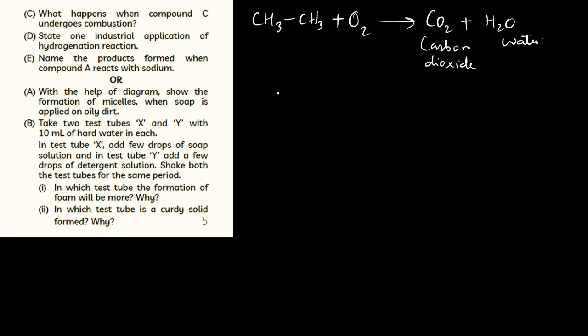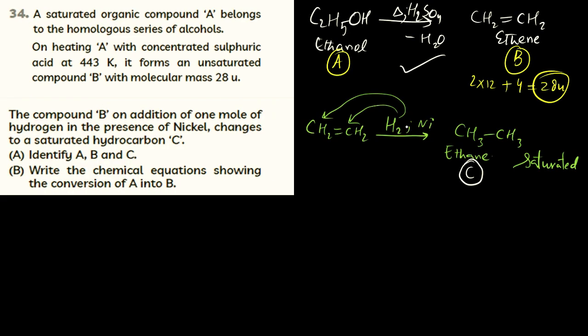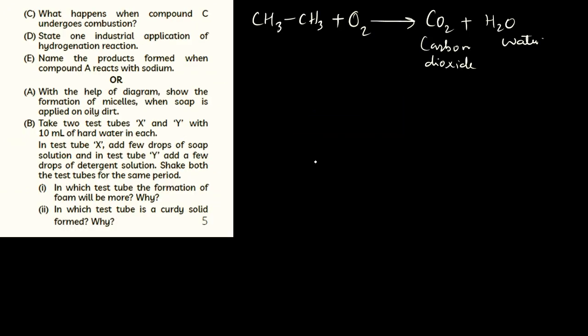State one industrial application of hydrogenation. So the last reaction that we discussed, this one, this is hydrogenation. This is addition of hydrogen to ethene. This is hydrogenation. So it's very evident that unsaturated hydrocarbon has changed to saturated hydrocarbons. Okay.